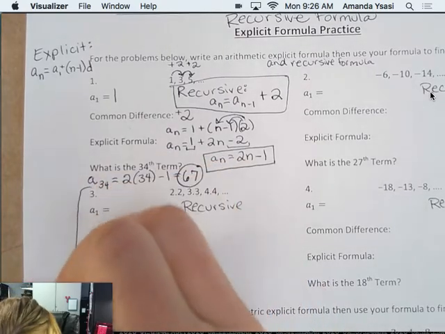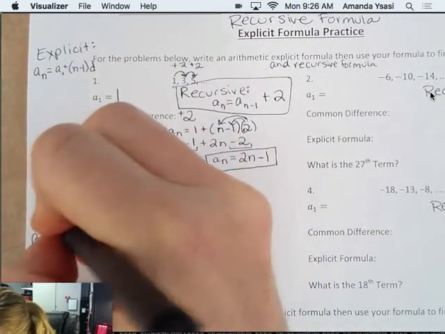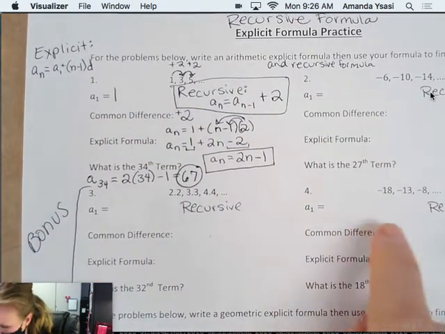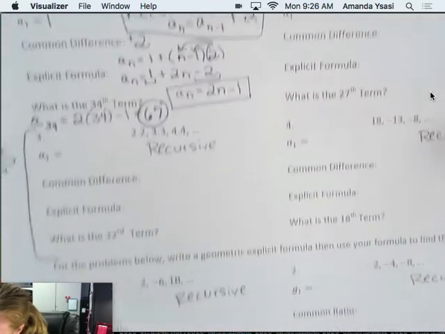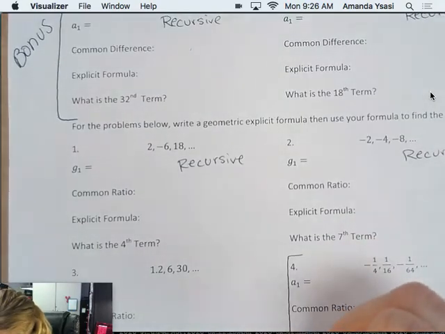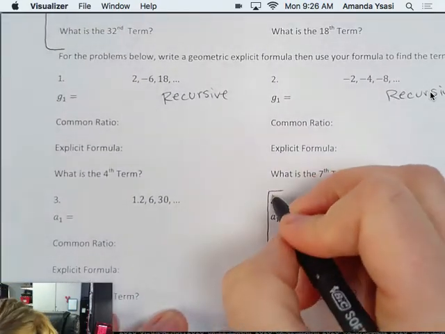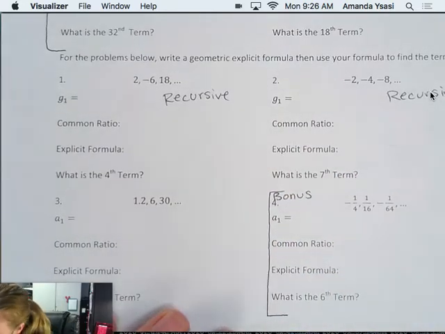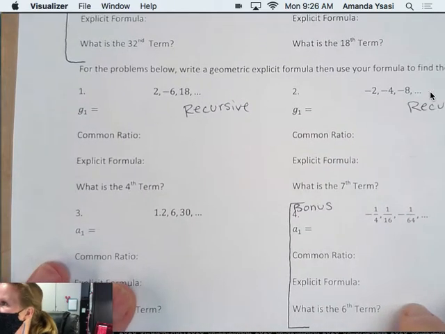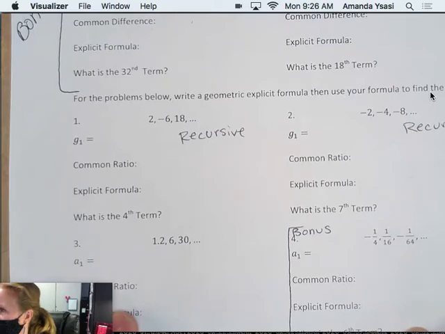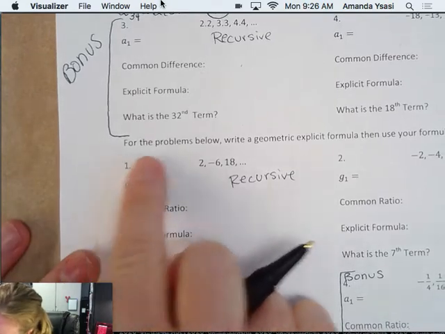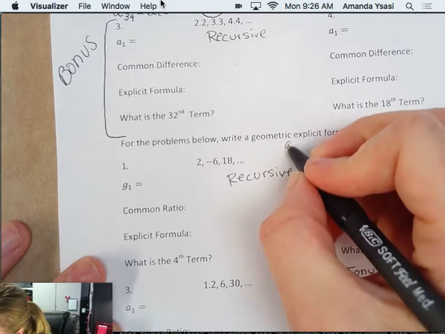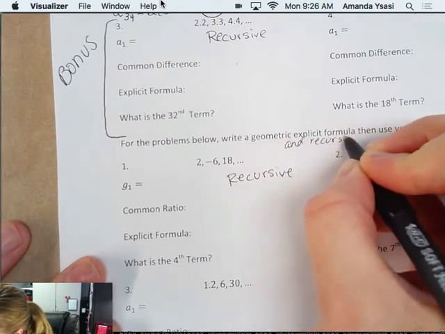Okay, number 4 is going to be bonus. So you just have to do 2 and 4. Number 3, sorry. Number 3 is bonus. And then number 4 will be bonus on the bottom part. Okay, let's do number 1. For the problems below, write the geometric explicit formula and recursive formula.